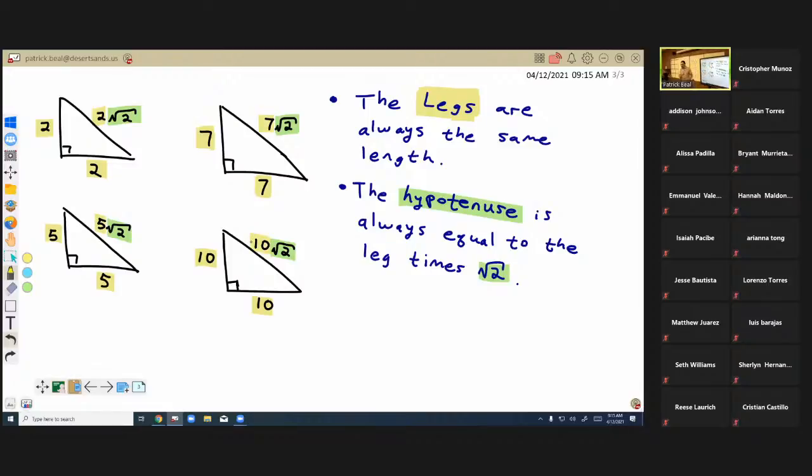There's a little bit of color to draw your attention to the specific pattern there on the triangles. Okay, and in the two patterns, you should notice that the legs are always the same length, and that the hypotenuse is always equal to the leg times square root of 2.